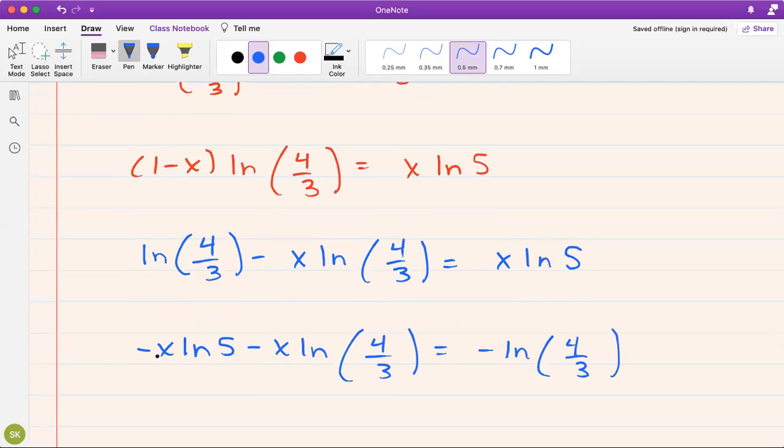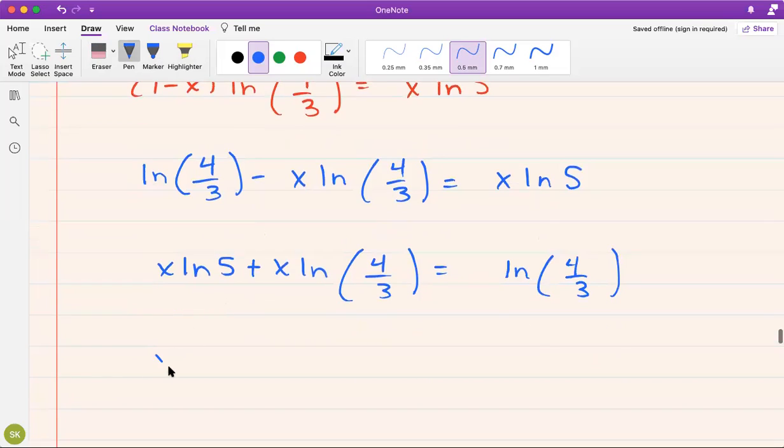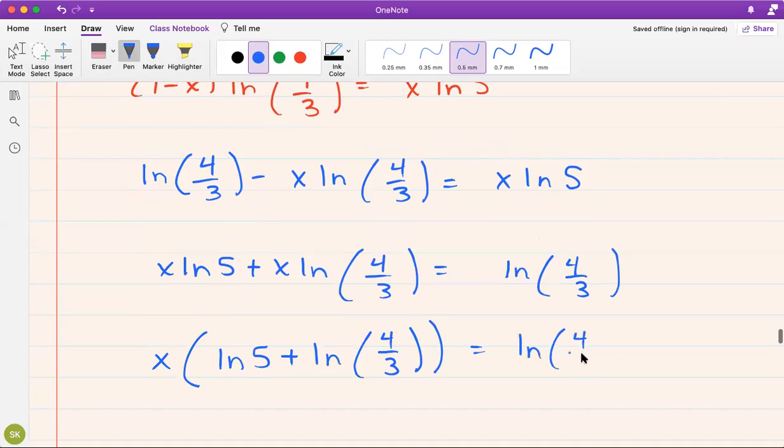I also want to change all the signs because I have so many negatives. Let's multiply everything by negative 1. So everything will become positive. Now, why did I do this? Now I can factor out the x on the left-hand side. This is x times ln of 5 plus ln of 4/3 is equal to ln of 4/3.